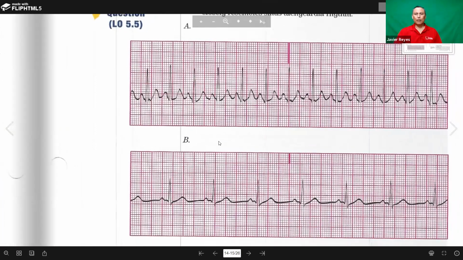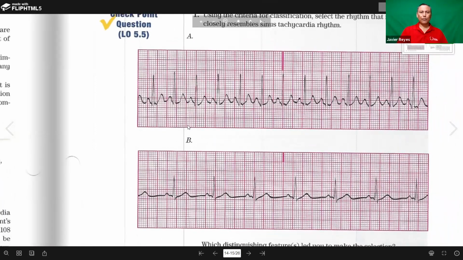Oops. What does A look like? Like it's going fast. So let's look at the criteria. Let's try to get used to doing the criteria, okay? So these are very fast.